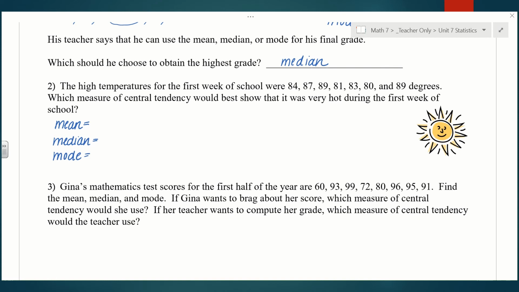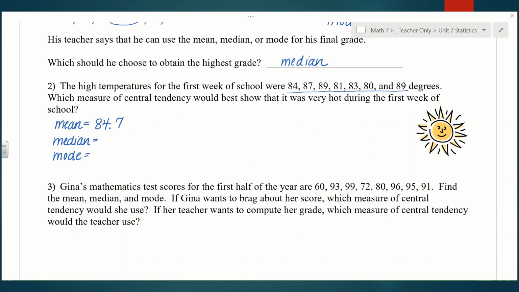Right now, you're going to add 84 plus 87 plus 89 and so on. We're going to add all these numbers up, and once you get a total, you're going to divide by 7. And if you got 84.7, you did that correctly.